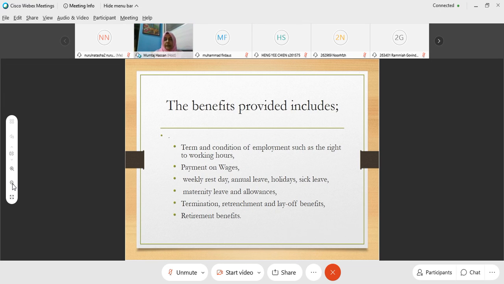Then what are the benefits that you can get from the Employment Act? It contains terms and conditions of employment, like rights to working hours. That means you will know how many hours you're supposed to work. If you are asked to work overtime, what are the conditions? The payment of wages, weekly rest day, annual leave, sick leave, holidays, and others like maternity leave and allowances. Termination, if you have been terminated, retrenched, or laid off, and also retirement benefits. These are the terms and conditions stated in the Employment Act.